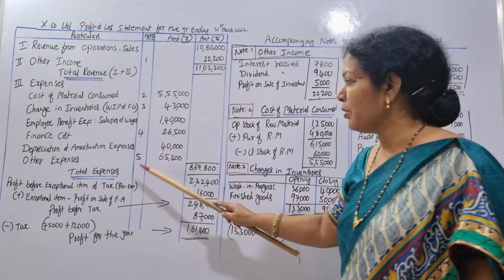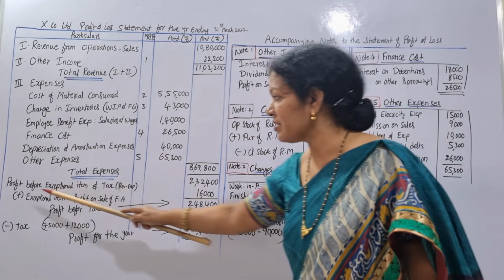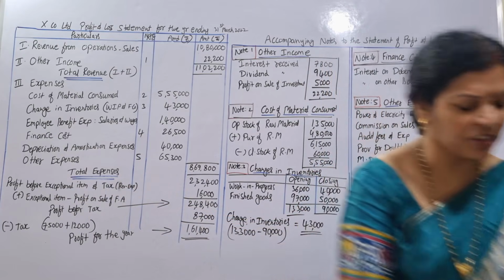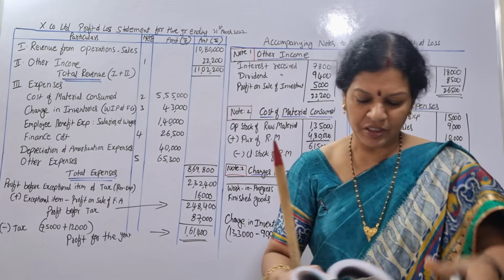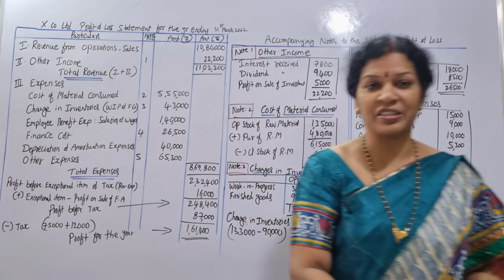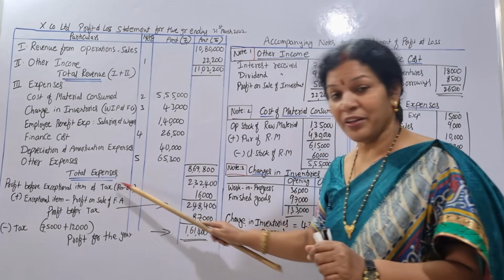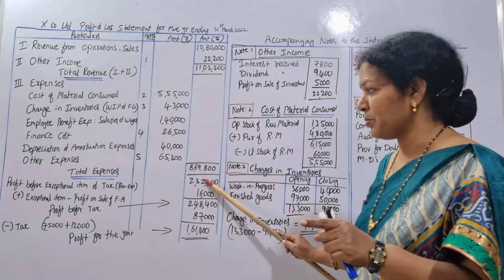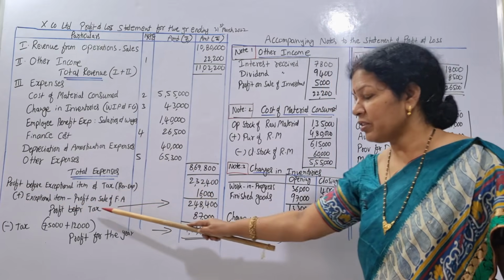Okay. Now what you have to do? Total revenue minus total expenses. So what you are getting here is profit before exceptional item and tax. We are finding one exceptional item. What is that exceptional item? In the problem it is given very clearly: profit on sale of fixed assets. The profit you are getting, that is the exceptional item. Exceptional item means you have to add it after getting the profit. But profit before exceptional item and tax is this much. You are now adding profit on sale of fixed assets. So this is profit before tax.